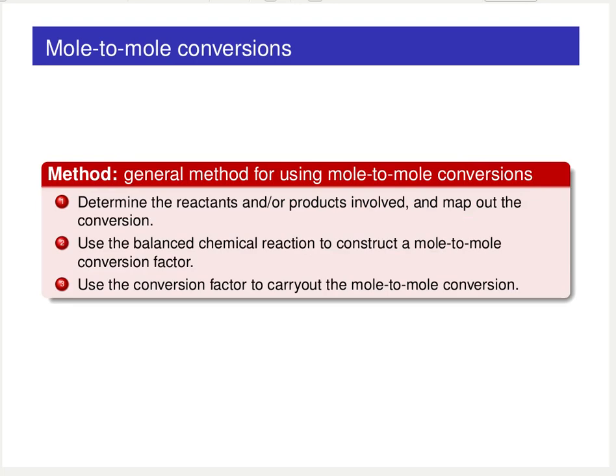And so this really sets the stage for a more general method for using mole-to-mole conversion factors. You simply determine the reactants and or products involved, map out a conversion, and use that balanced chemical reaction equation. Once again, I can't stress this enough, make sure that it is a balanced chemical reaction equation to construct that mole-to-mole conversion factor, and then use your unit conversion techniques to carry out that conversion, and you're home free.